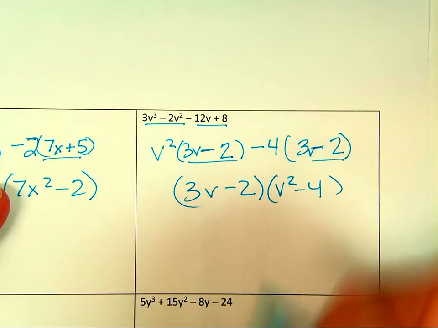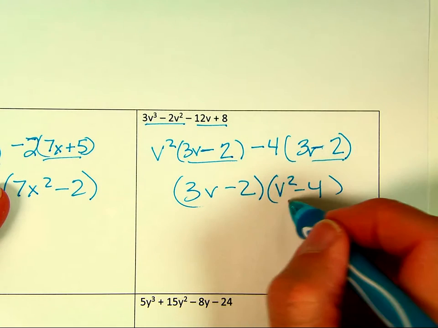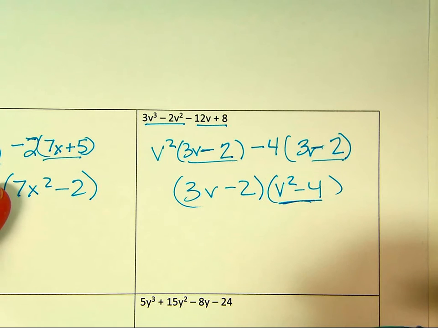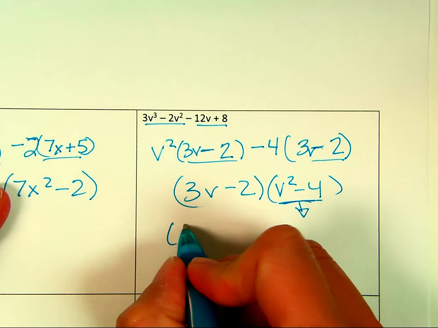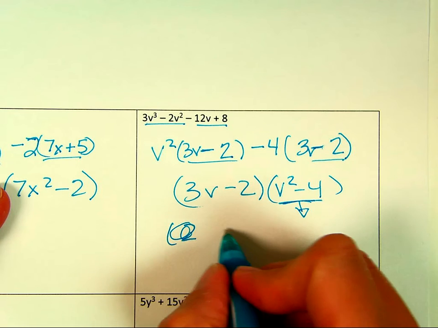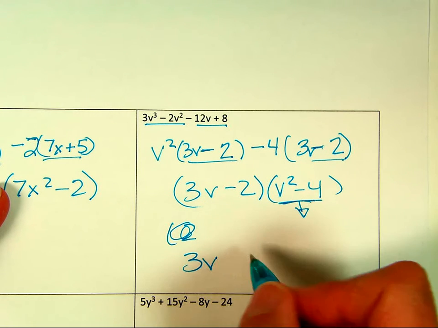minus 4. Now here is the tricky part. You need to be able to recognize if your binomial is a difference of squares. This is a difference of squares. So I need to keep going. Whoops, excuse me there. Down here, 3v minus 2.